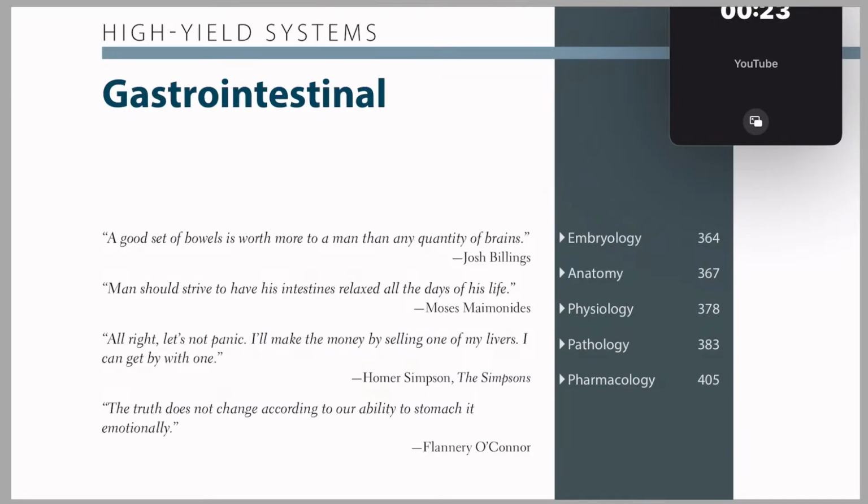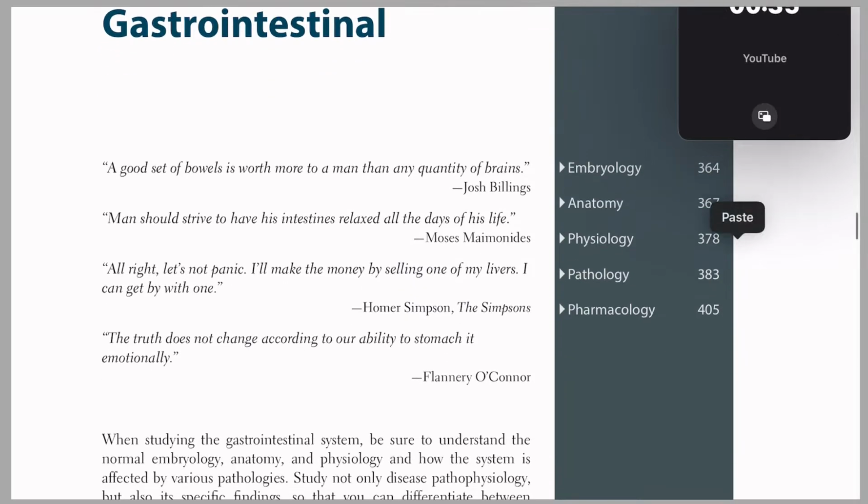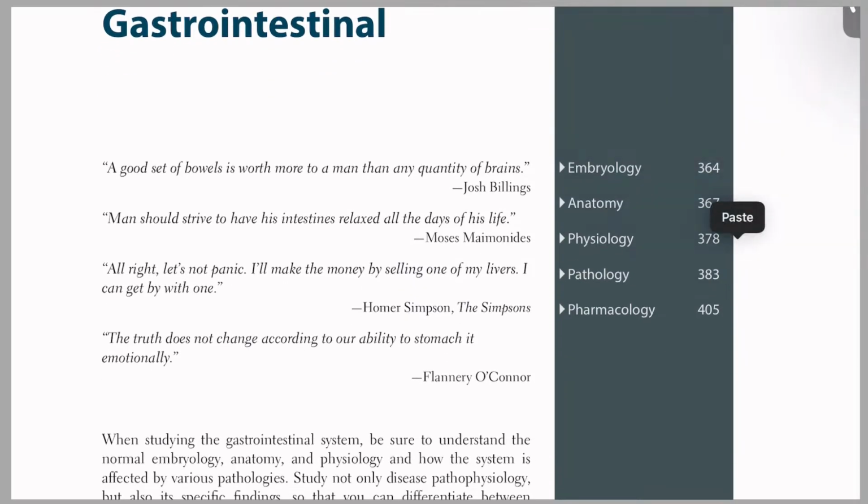So, yes, let's start with gastrointestinal system. They have given embryology, anatomy, physiology, pathology, and pharmacology, the same as in endocrinology.